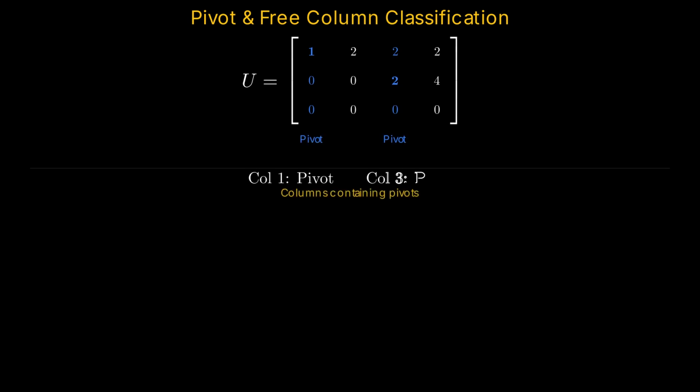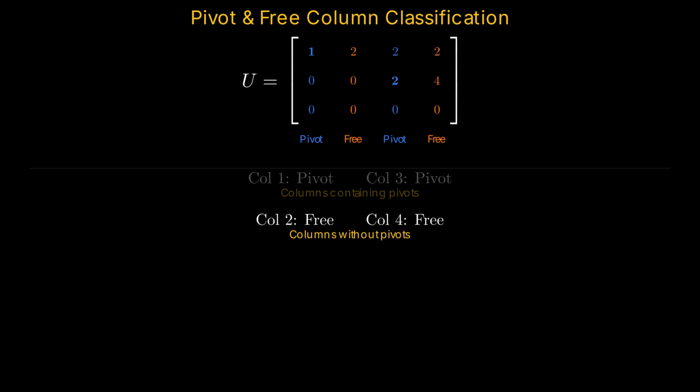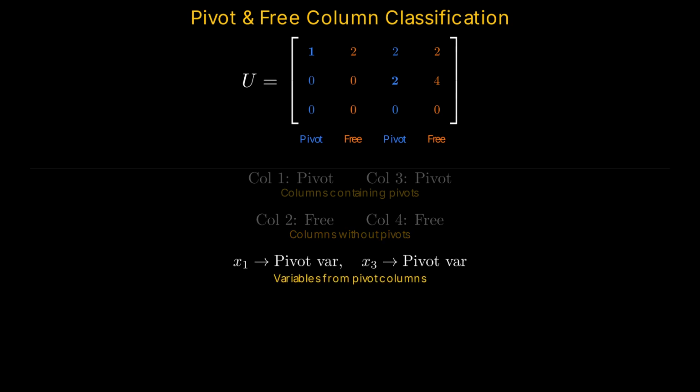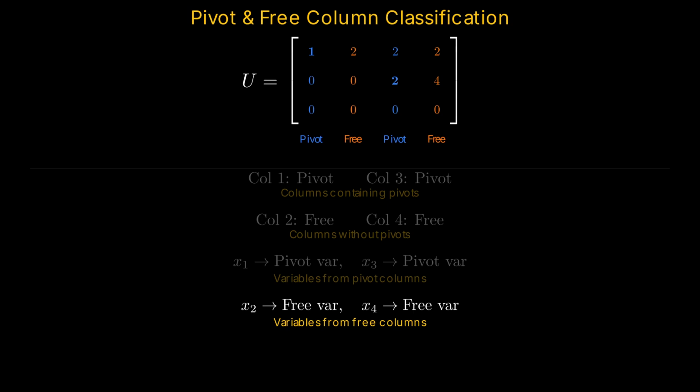In our echelon form, U, column 1 has the first pivot and column 3 has the second pivot. So columns 1 and 3 are pivot columns. Columns 2 and 4 have no pivots, so they are free columns. Each column corresponds to a variable. x1 and x3 are pivot variables. x2 and x4 are free variables.